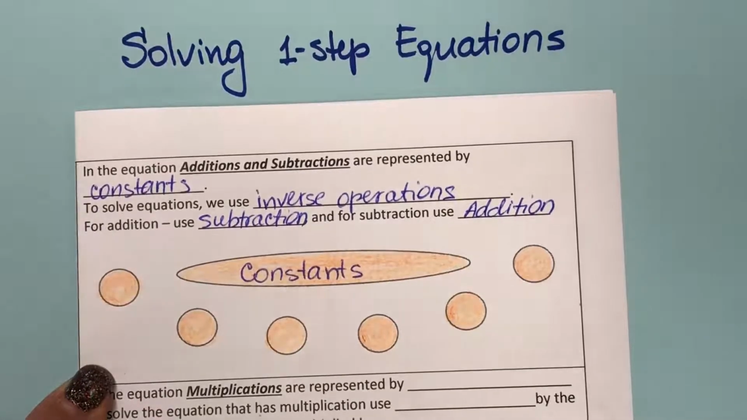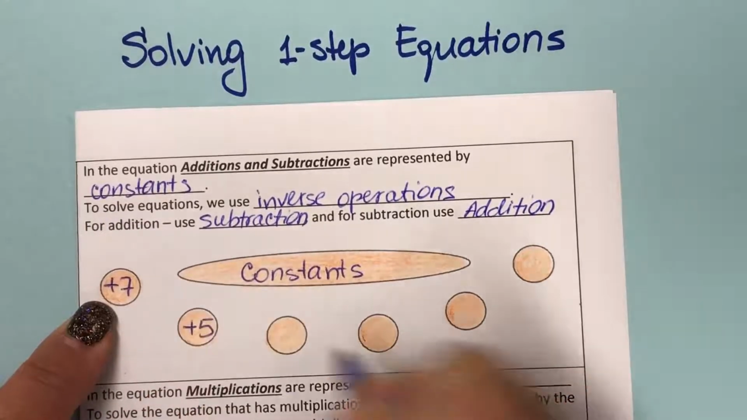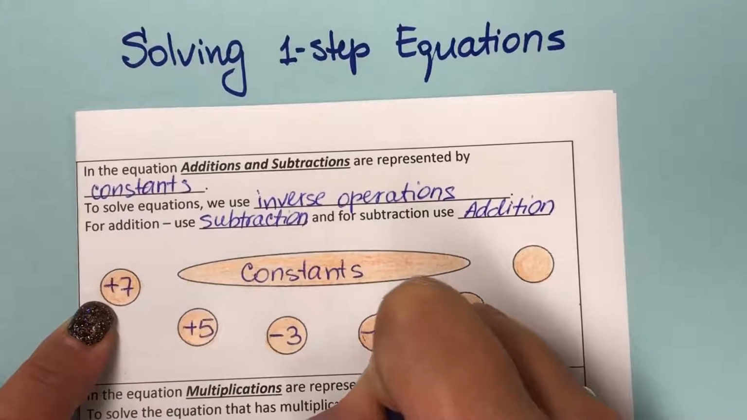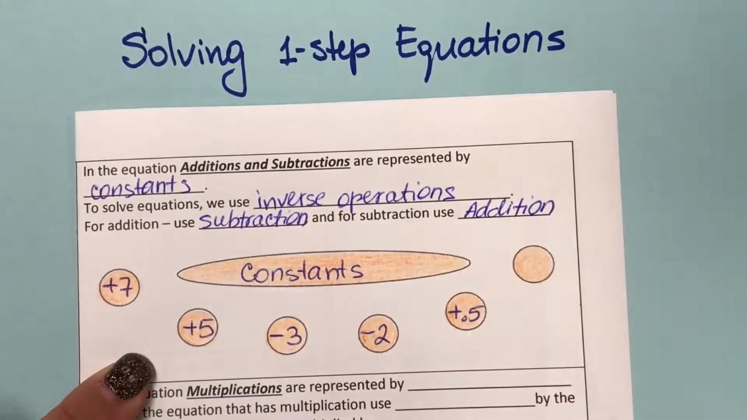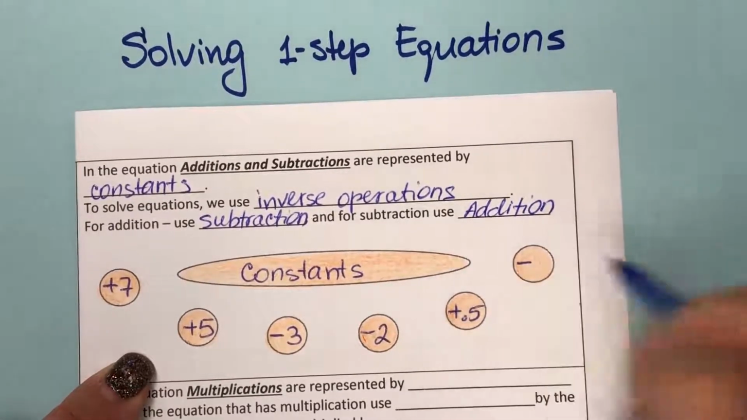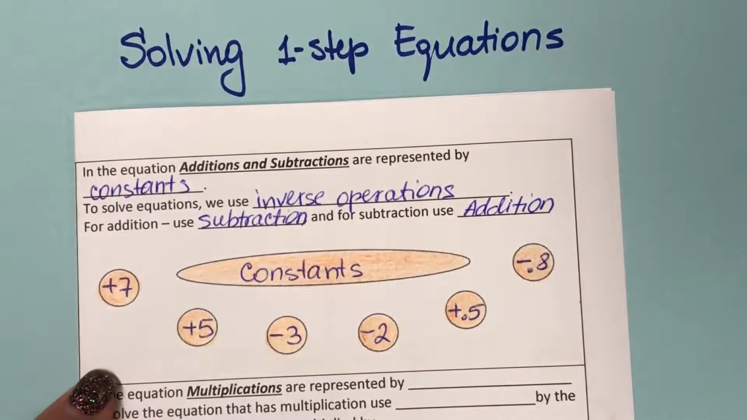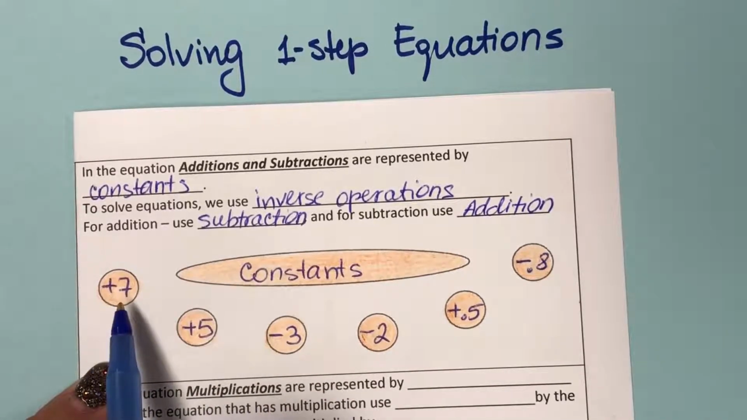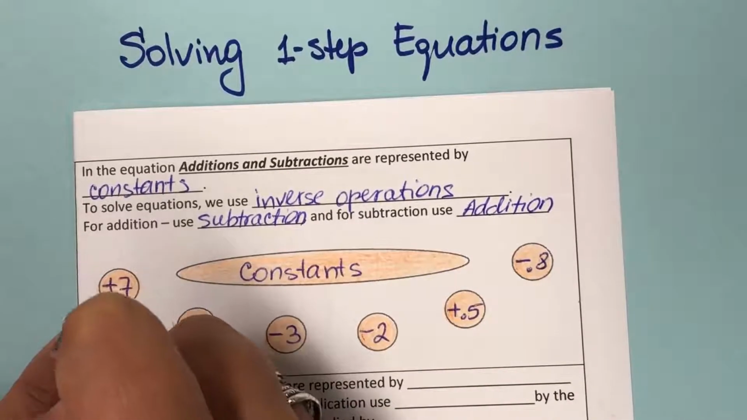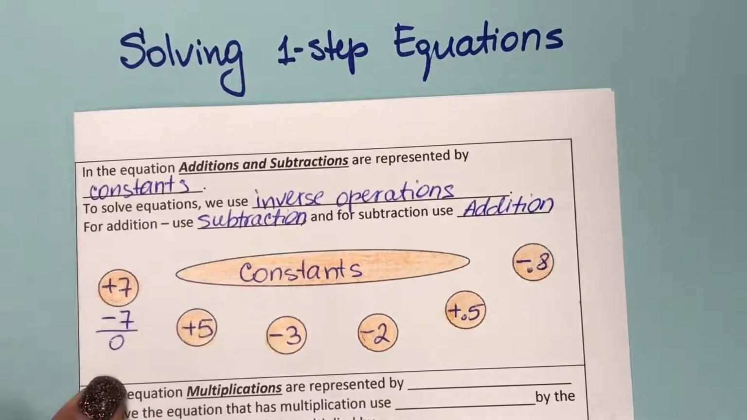So constants are represented by addition. So let's say plus 7, plus 5, or subtraction, minus 3, minus 2, plus 0.5, so we can have decimals as well, or let's say minus 0.8. In inverse operations, we need to take away the 7. So that means 7 minus 7 will create a zero pair. So to solve an equation in an addition problem, we'll take away, meaning subtraction, to create a zero pair.